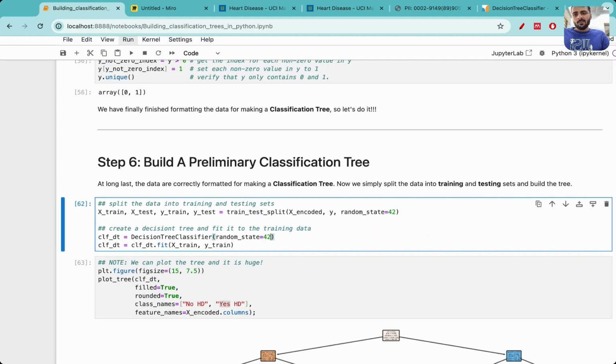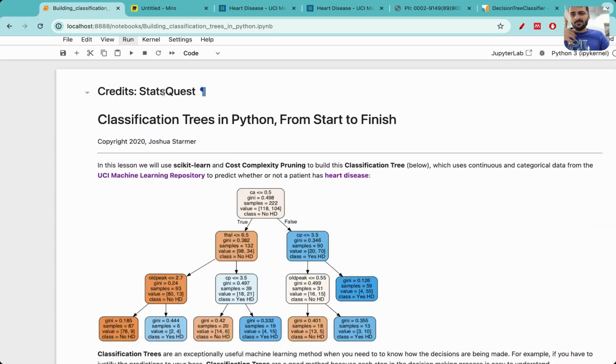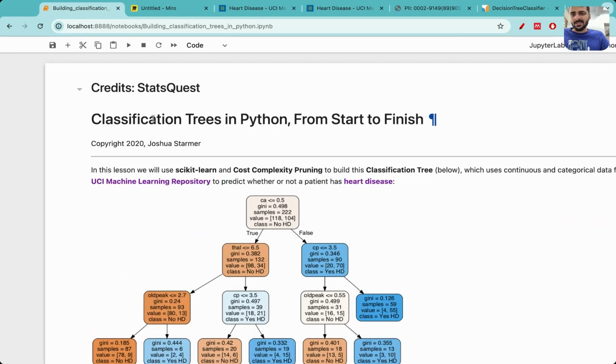So this brings us to the end of this lecture. It was a pretty long lecture, but I wanted to cover everything in detail. Again, this lecture is in reference to this notebook from StatQuest. So thanks to Joshua Starmer for sharing this notebook.